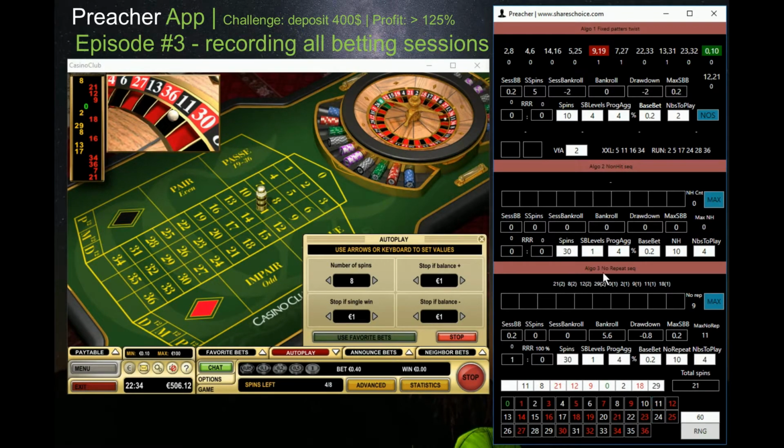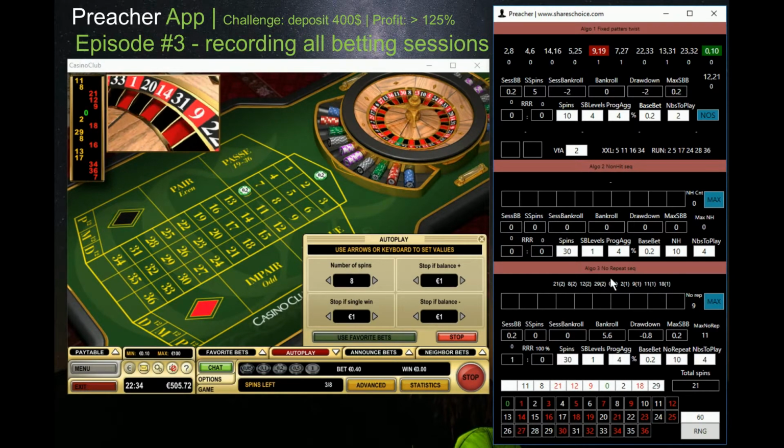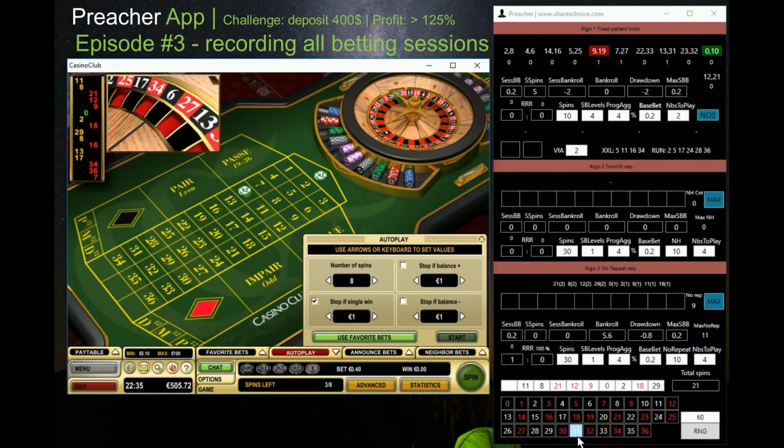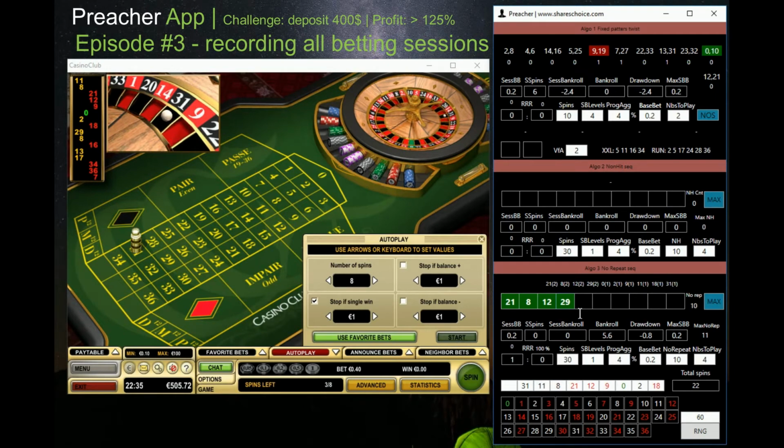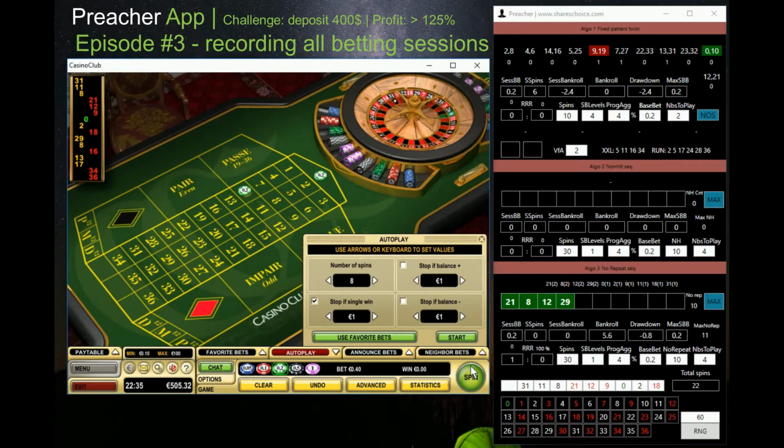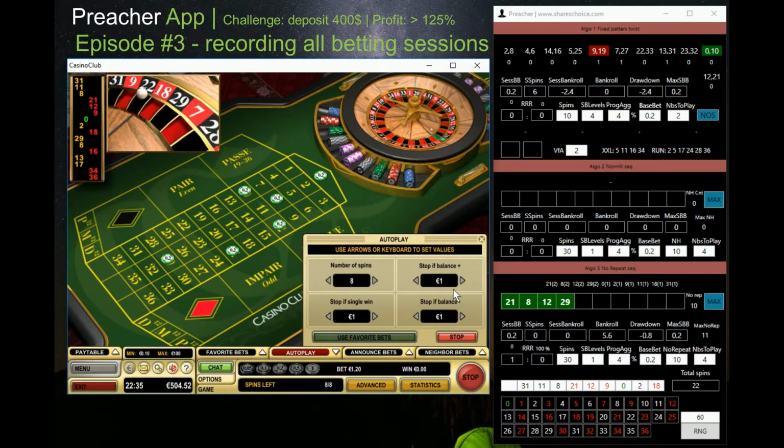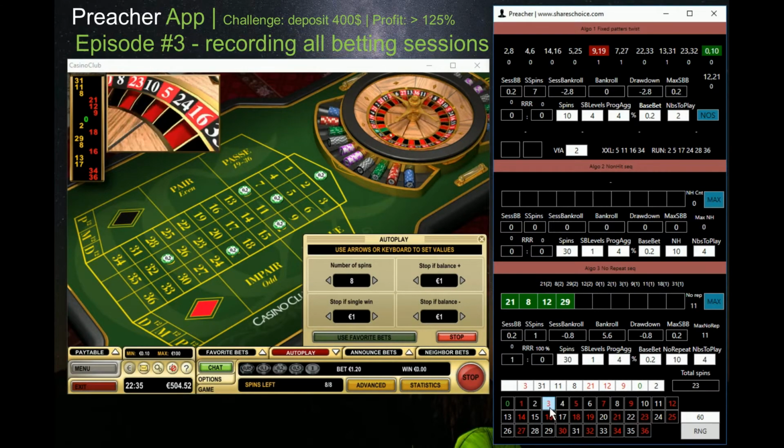And now algorithm number 3 is mostly coming, let's see. Now we receive the signal from algorithm number 3 as well, so I will play both of them. We are still betting on 0 and 10, plus I will now bet on 21, 8, 12 and 29, and let's see whether it can hit 29 again. Would be nice.